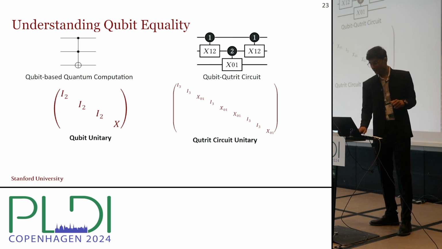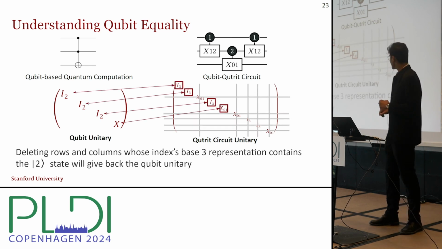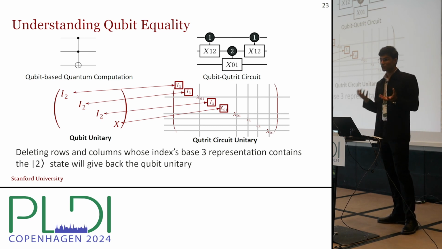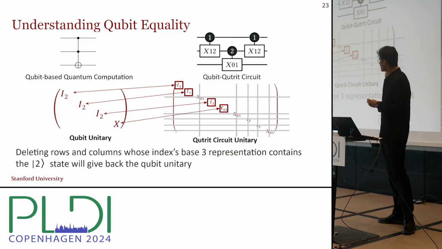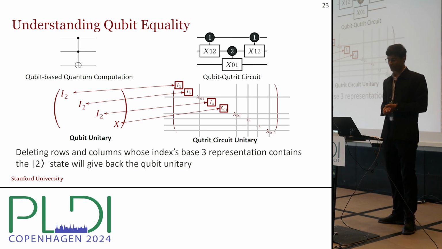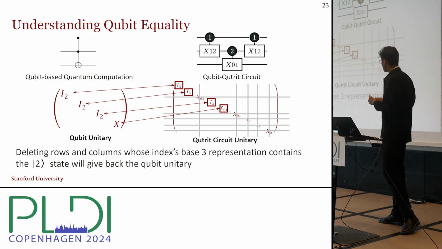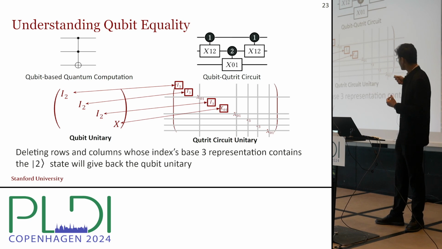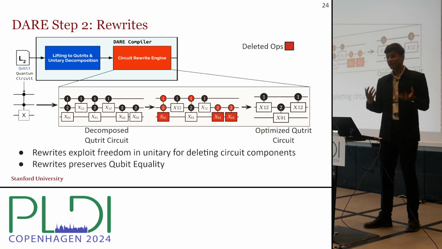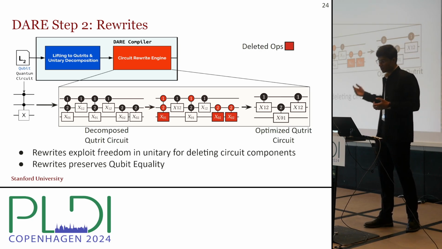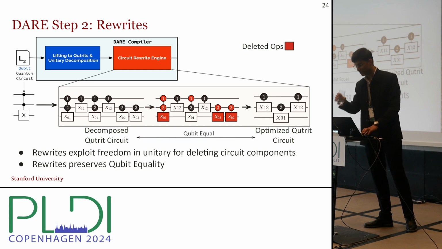Thus, if we drop all the rows and columns of this unitary that interact with the 2-state, that is ones whose base 3 index representation has a ternary or 2 value in them, then we get back the original qubit unitary. So there's a lot of degree of freedom in the qubit qutrit unitary that we need to utilize during the rewriting or optimization process. DARE rewrites exploit this very freedom to optimize the circuit while maintaining qubit equality.